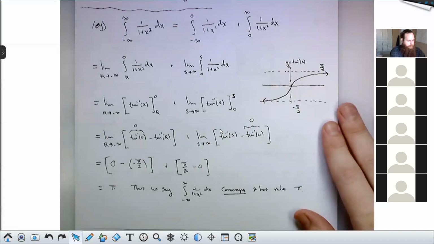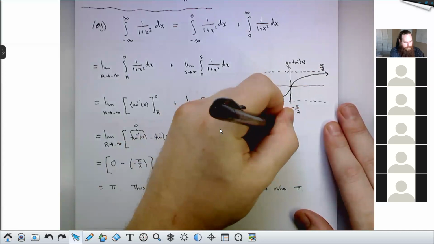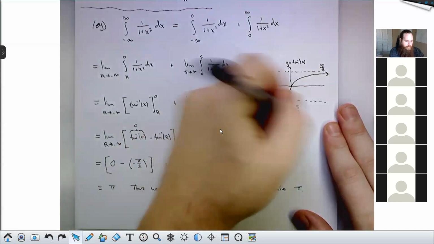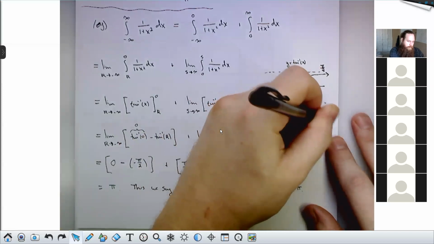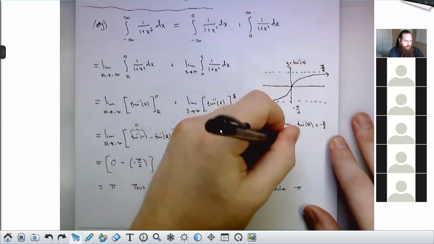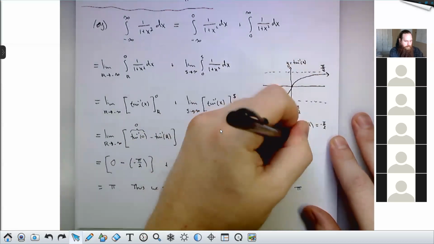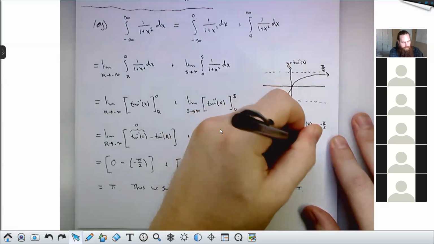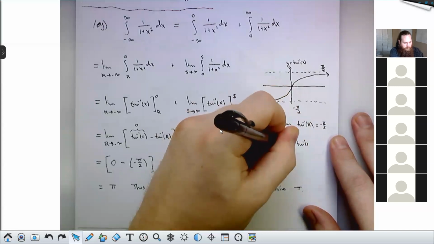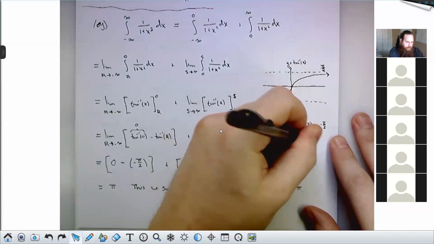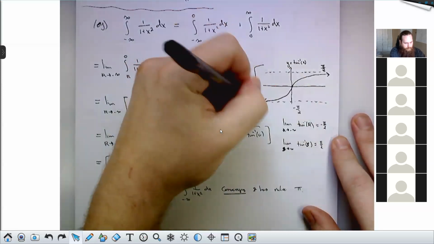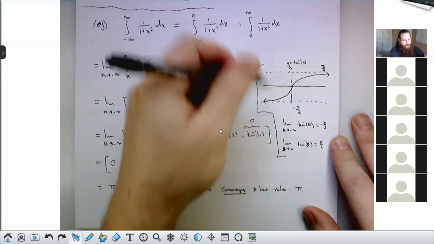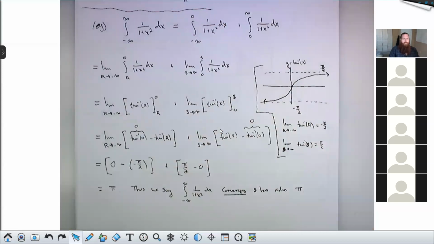So what I'm saying here is that the limit as r goes to negative infinity of the inverse tangent of r is negative pi over 2. And the limit as s goes to positive infinity, the inverse tangent of s, is positive pi over 2. So that's kind of all this stuff here. Let me think about this. Highest and lowest points of tangent are.